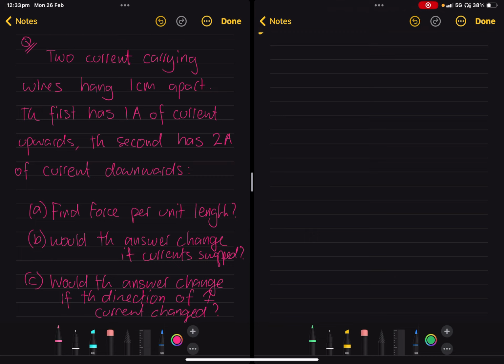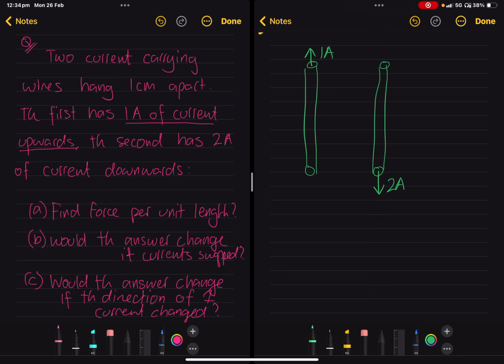Okay, so we'll draw a diagram of these two wires. We have one wire here, we have one wire here. We're assuming they're hanging. One of them has 1 amp of current upwards. So this one, the current goes up. This is 1 amp. The second has 2 amps of current downwards. So this current goes down, and this is 2 amps. Find the force per unit length.